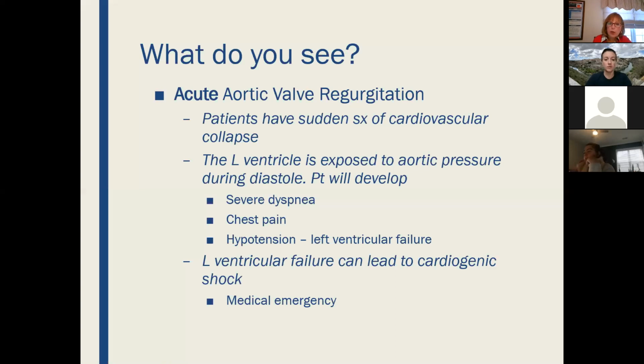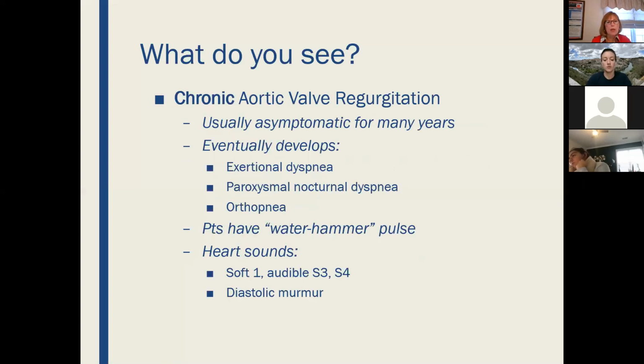So left ventricular failure is going to put your patient into cardiogenic shock. If the left ventricle is pooping out and cannot function, cannot get the blood out to the body to perfuse the tissues, you're in cardiogenic shock. There's a very high mortality with cardiogenic shock. All right, so chronic aortic valve regurg, not a good thing.